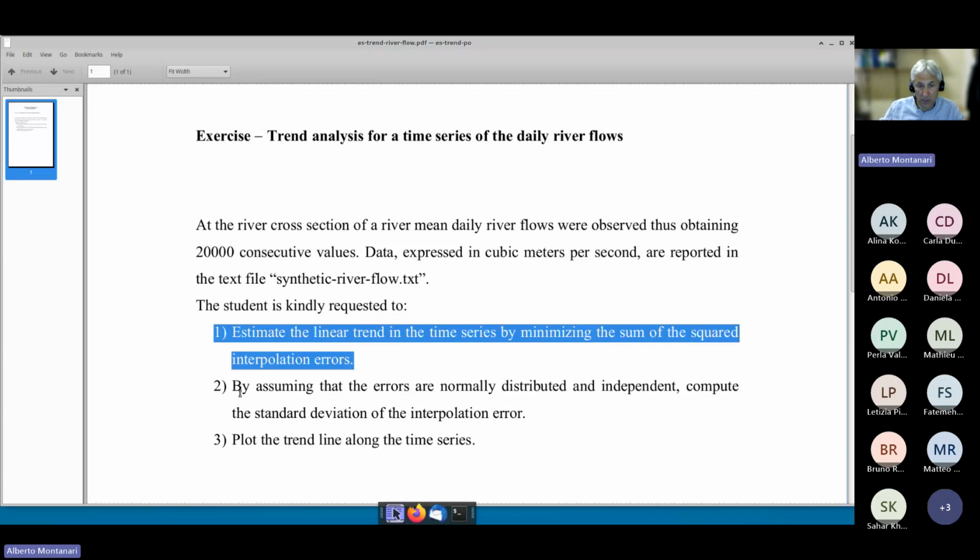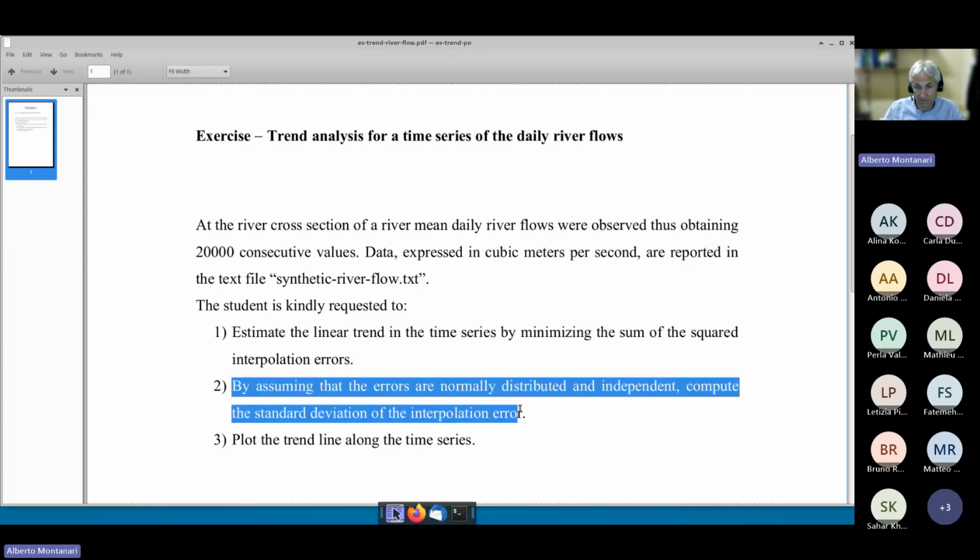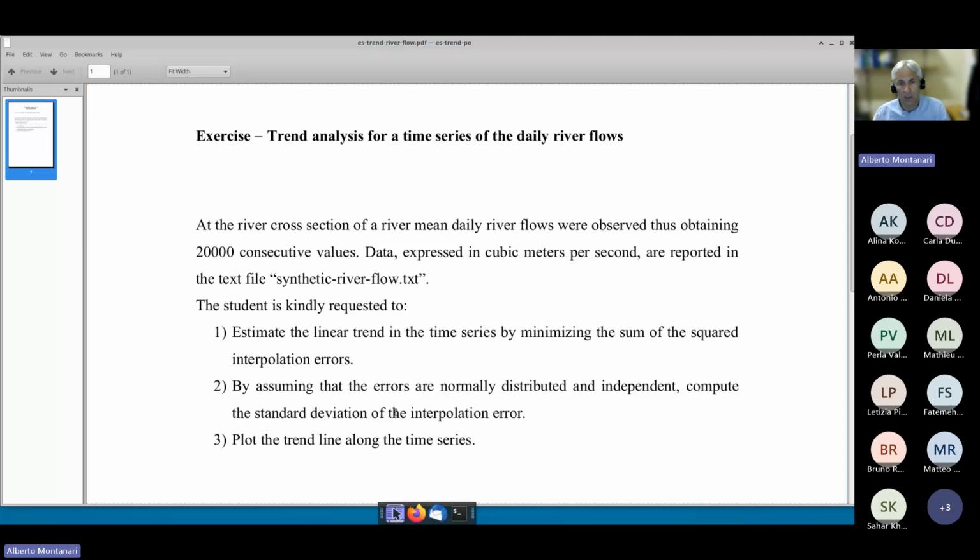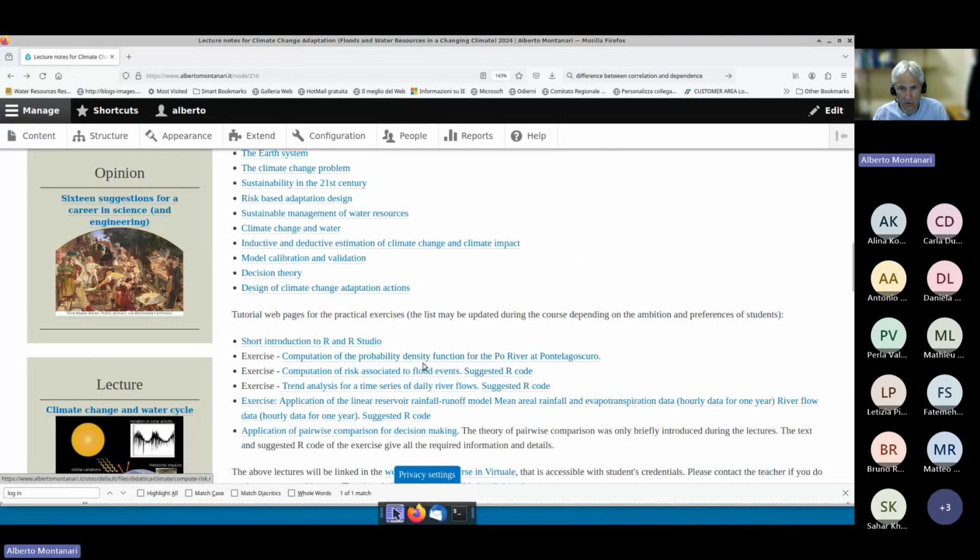And also, I would like to discuss this by assuming that the errors are normally distributed and independent, something that we barely discussed, the meaning of normally distributed and independent, compute the standard deviation of the interpolation error. Okay, let's then go back to the suggested R code.